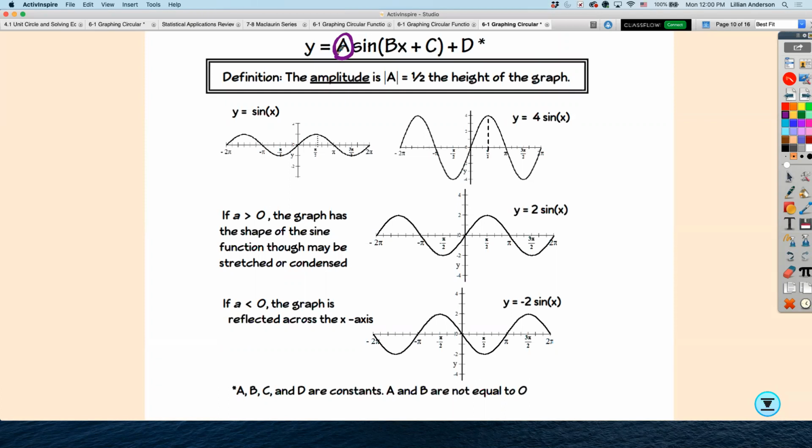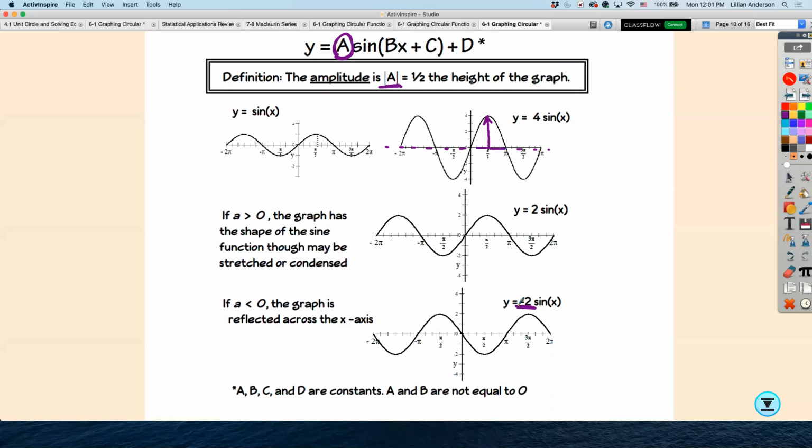The amplitude is always half the height of the graph. It is the distance from some midline to the top of your curve, okay? Amplitude is always positive though. One thing you need to make a note of, amplitude is always positive. So even if there is a negative A value, amplitude is still 2. It's just that the graph got reflected over the x-axis. So please make a note that your amplitude is always positive.